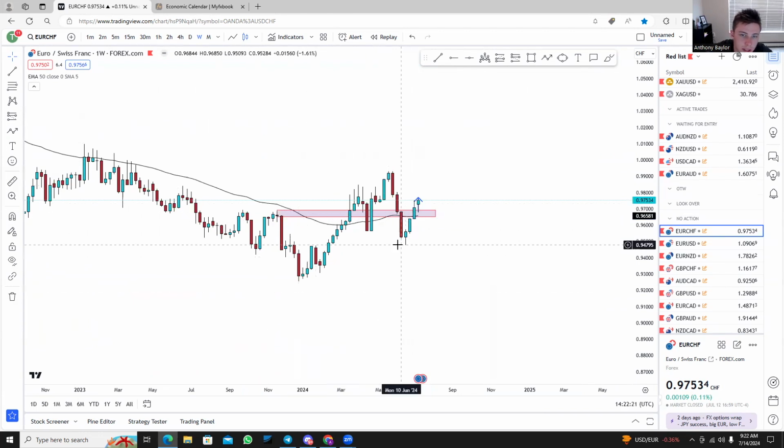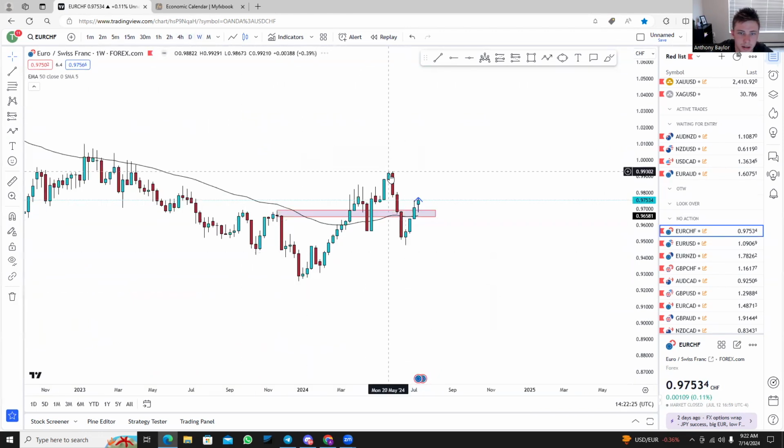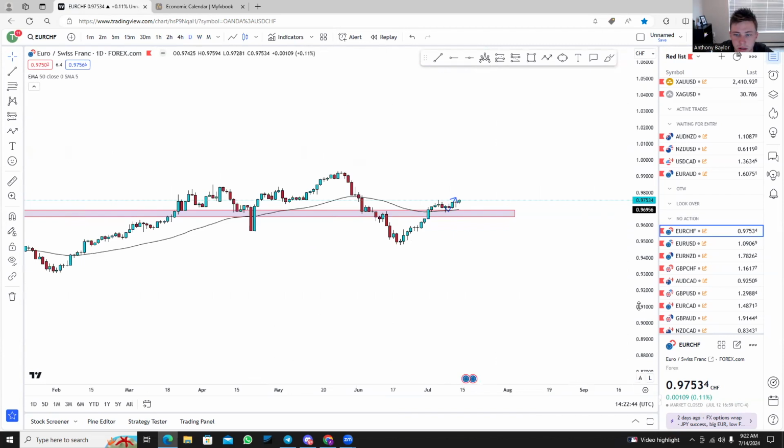So weekly is bearish. And like once again, lower high, lower low. Here's the shift in structure. When it broke this is your shift in structure. And then this was your low. And then bam, broke below it. Weekly is bearish. Daily is bullish.